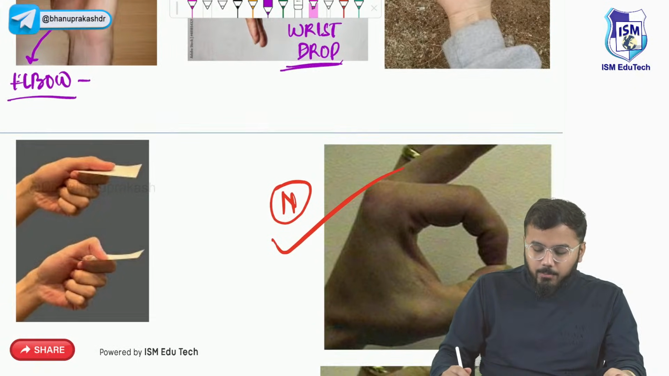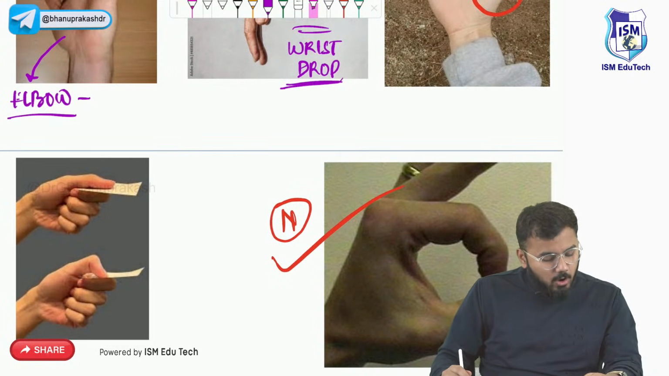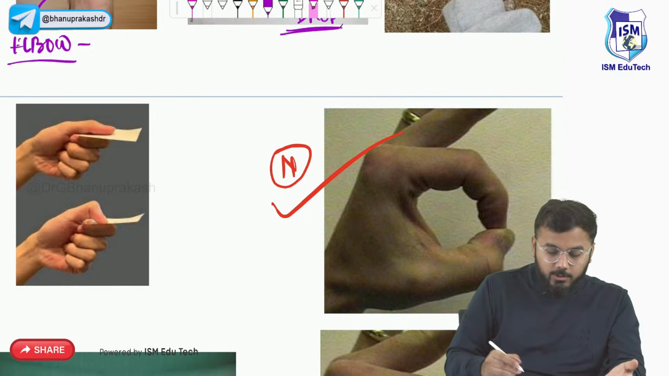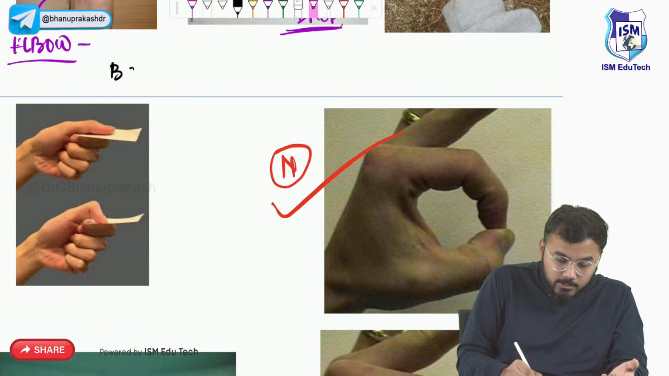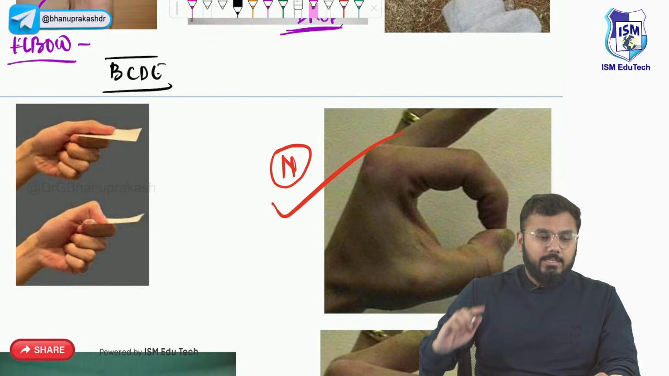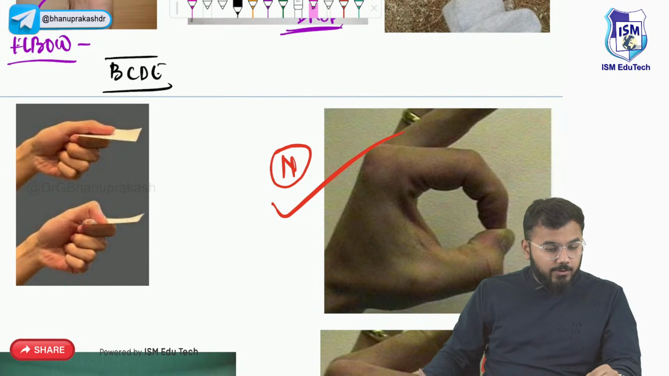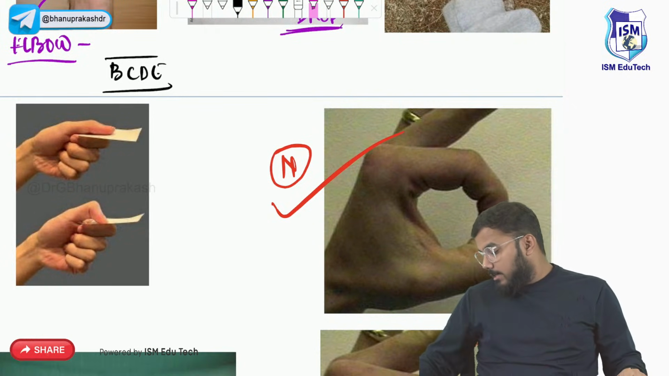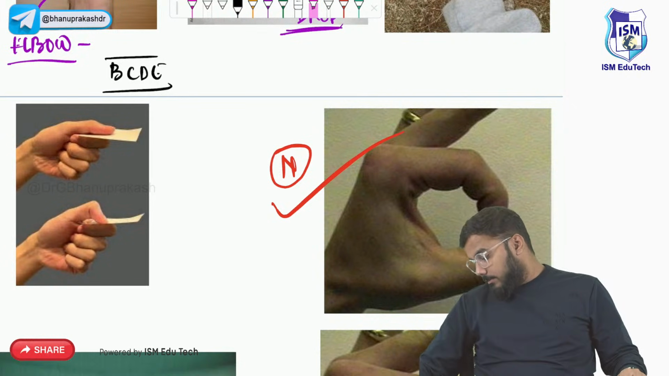Okay. Next important thing. अगर ulnar claw हुआ, अगर ulnar nerve injury हुआ, then what all tests do we do? We do a test called BCDE test. BCDE test क्या होता है? First, B stands for book test. ठीक है? B stands for book test. What is a book test? Let me show it to you here.